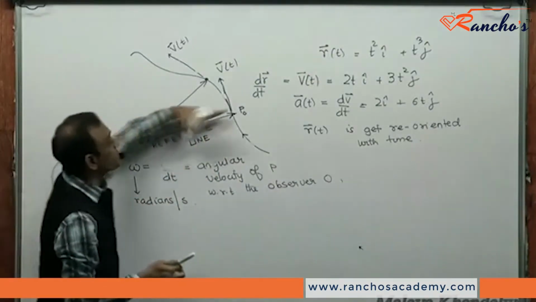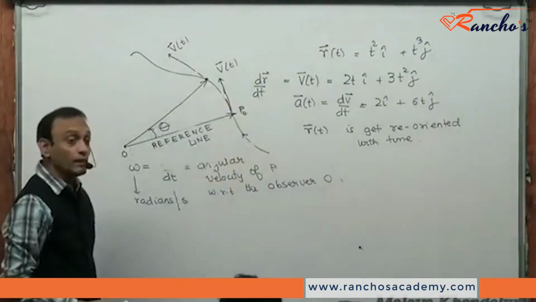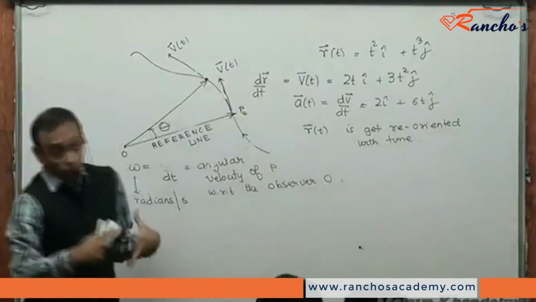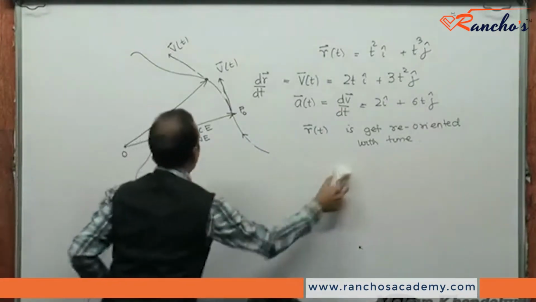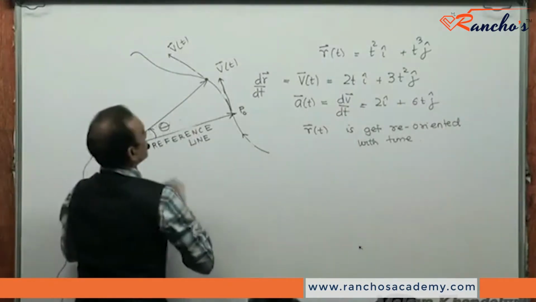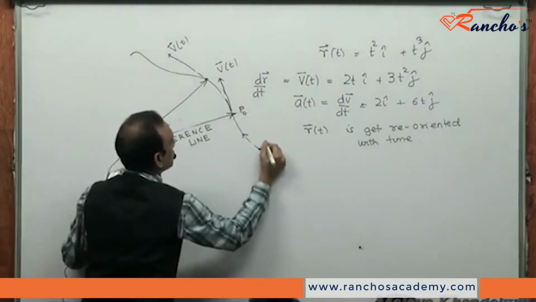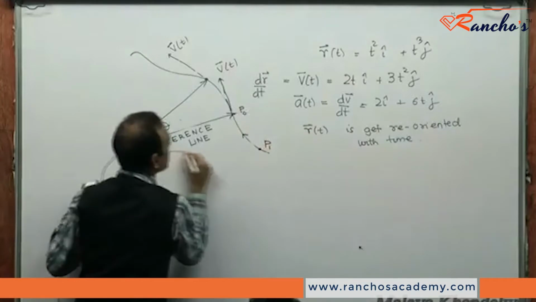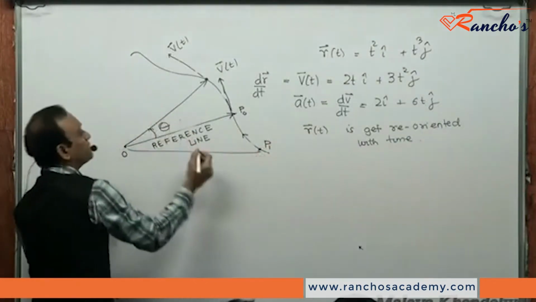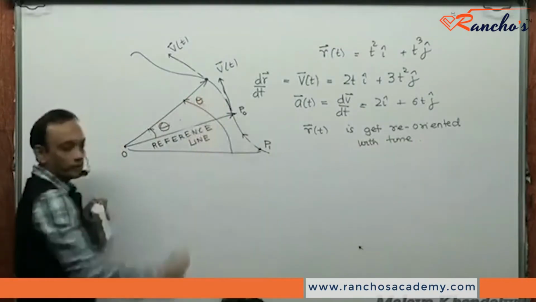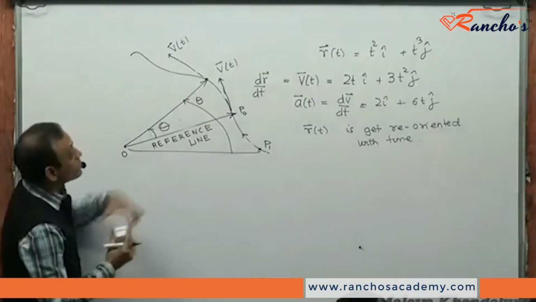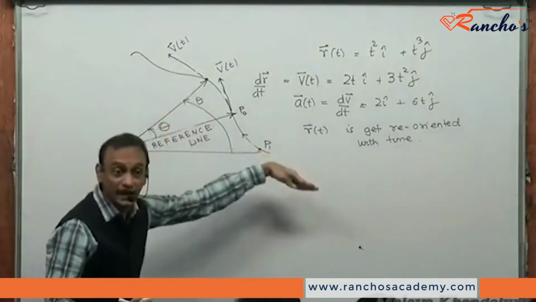The theta could be measured with respect to this reference line, or with respect to some other reference line, right? For example, this is one possible reference line. I could have had another reference line, say OP1. Theta could also be measured with respect to OP1.